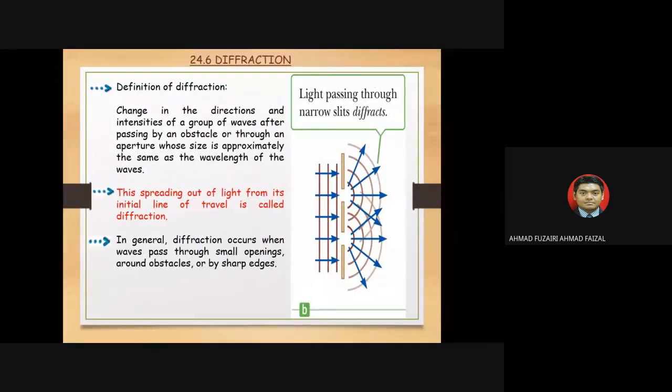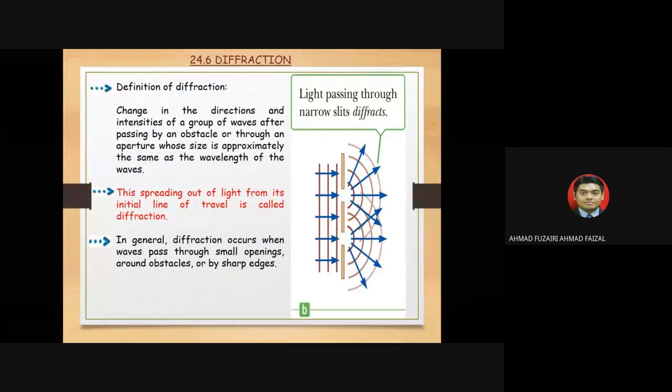Diffraction. Definition of diffraction: change in the directions and intensities of a group of waves after passing by an obstacle or through an aperture whose size is approximately the same as the wavelength of the wave. In other words, the light bends from a straight line path and enters the region that would otherwise be shadowed. This spreading out of light from its initial line of travel is what we call diffraction. In general, diffraction occurs when a wave passes through small openings, around obstacles, or by sharp edges.